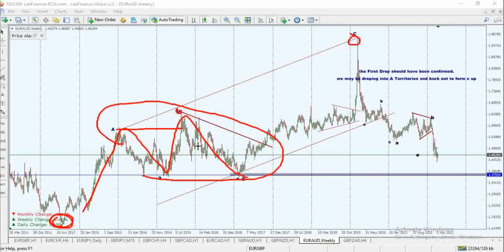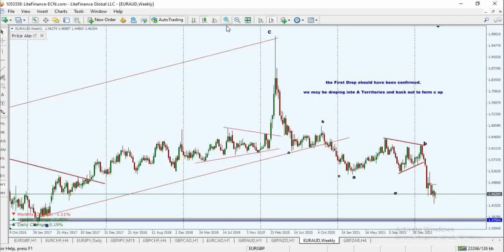So what is going on here is I think we have a possible ABC structure that completed right there. What I'm starting to see right now is a next wave or new set of waves to the downside. So it's a possibility that we might be looking at a 1, maybe a 2, and maybe a 3, maybe a 4, and then maybe a 5. It's all a possibility that we might be having that first.